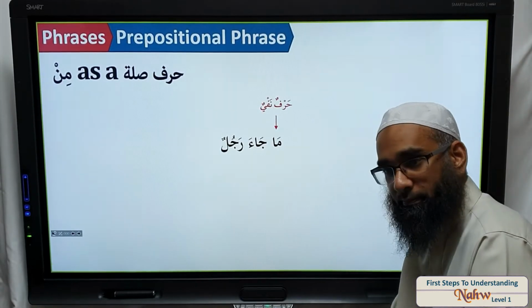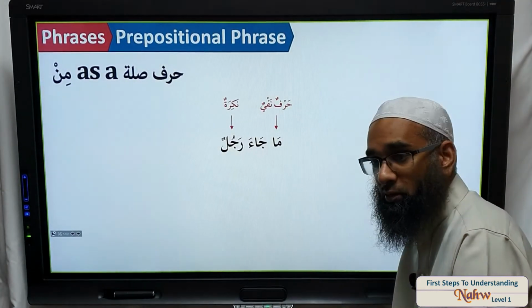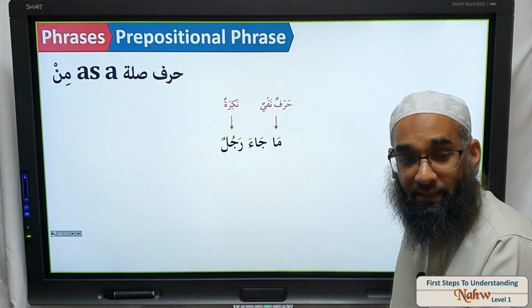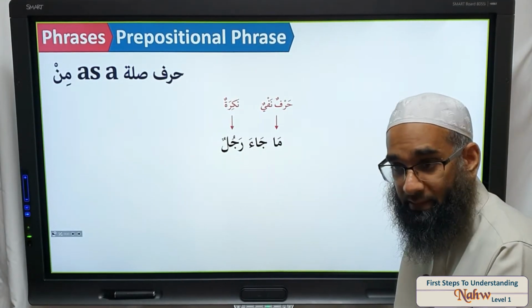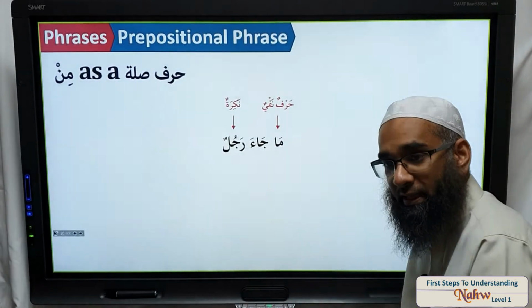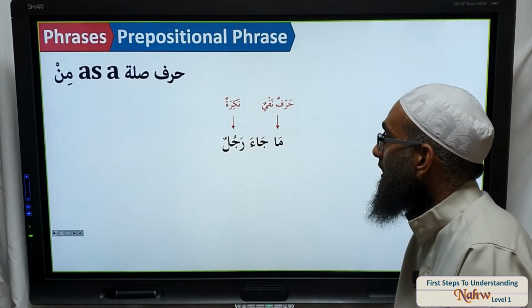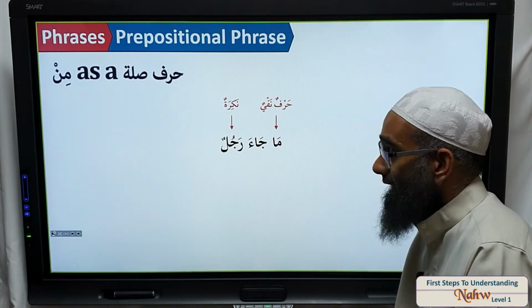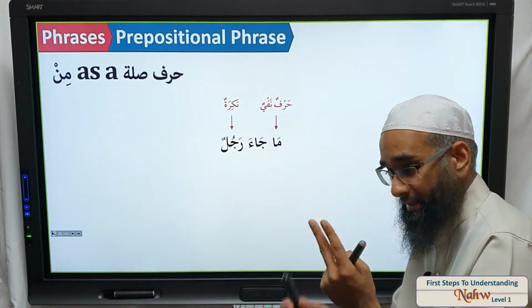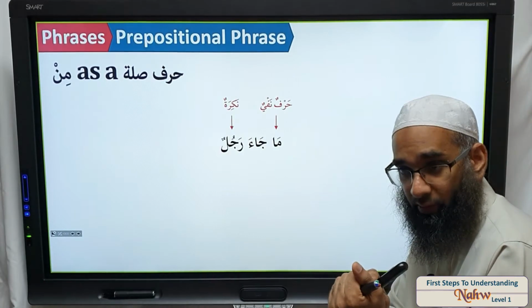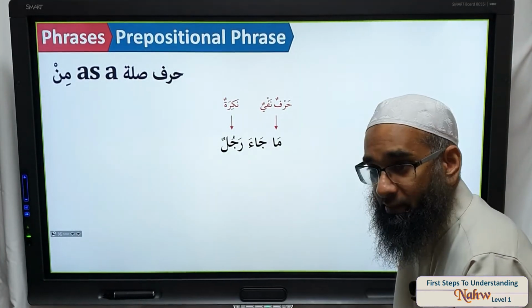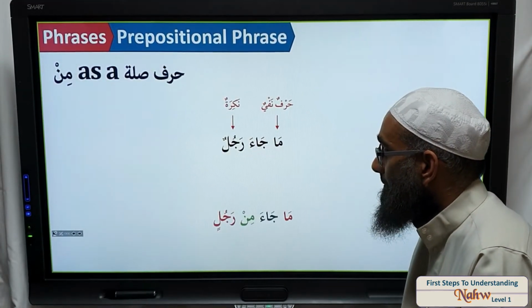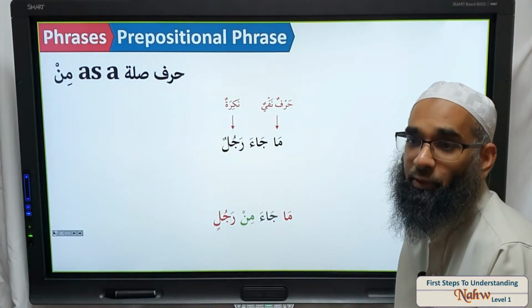What's ma? Harf nafyin. And what is rajul? What kind of word is rajul? They say nakira word. Yes? So a harf nafyin and a nakira word. When you have a harf nafi and a nakira word, these two conditions are met. If these two conditions are met, what you can do is you can put a min before the nakira word.